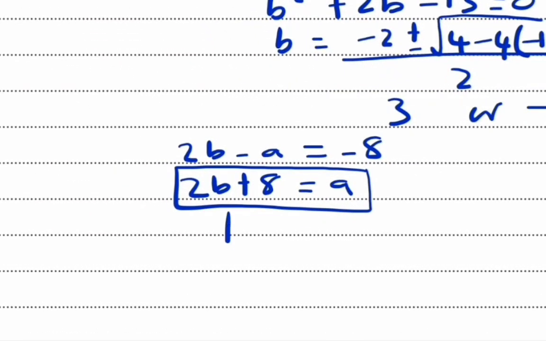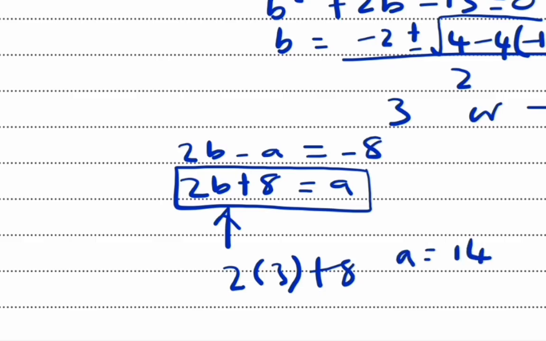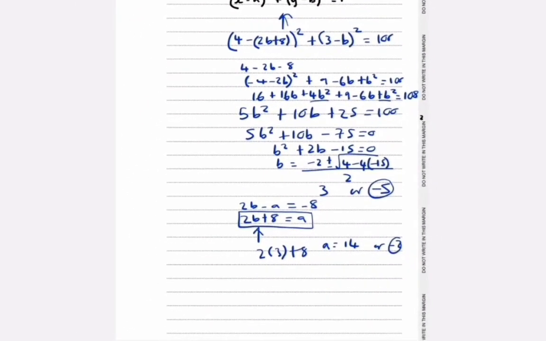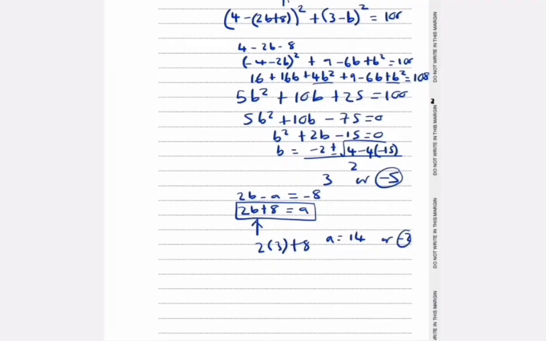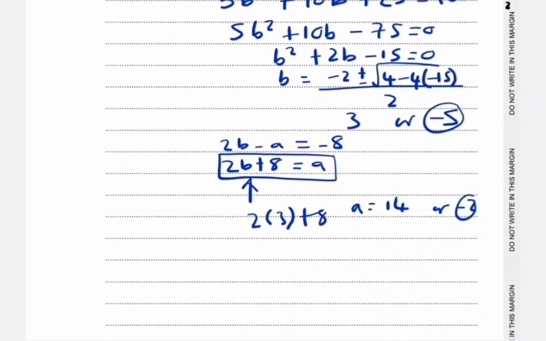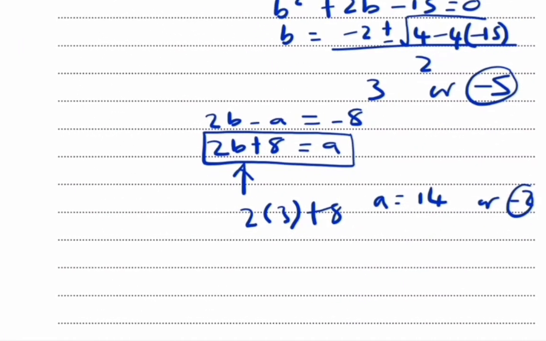And for a, we're just going to substitute them back here. So 2 times 3 plus 8, that's 6 plus 8, and that will give us 14, a being equal to 14, and 2 times minus 5, that's minus 10 plus 8. a should be minus 2, right? Like that. So our center is (a, b).